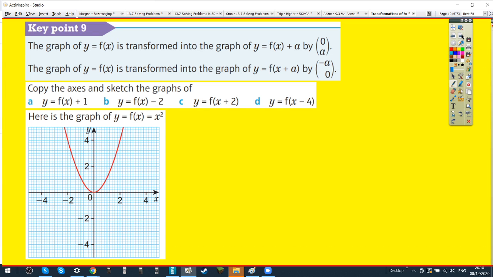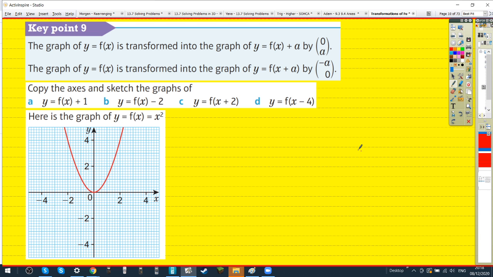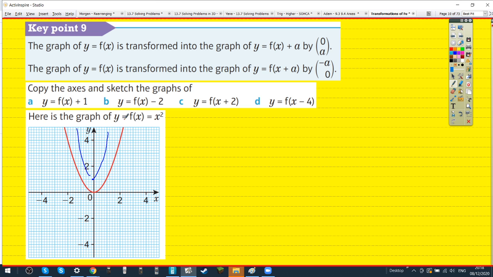Okay, let's try this. Would A just move down 1? Up 1, sorry. Yeah, so the whole graph just moves up by 1. B? Down 2. Yeah, so I think I'll write that like that. C?